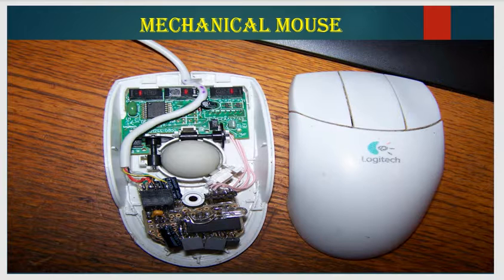And the next one is what we call the mechanical mouse. This type of mouse has a ball beneath it instead of a laser. The ball helps to control the movement of the cursor. So these types of mice are called mechanical mice.